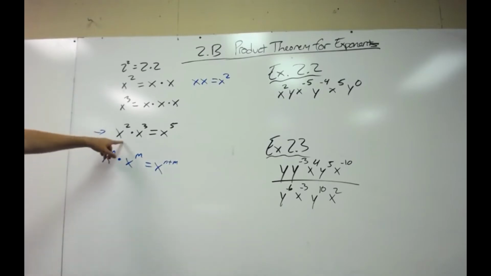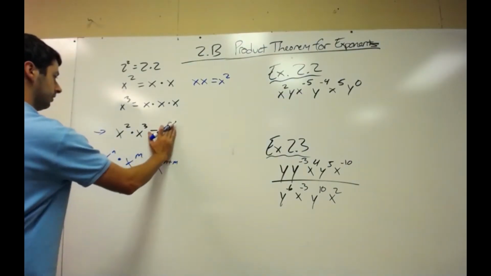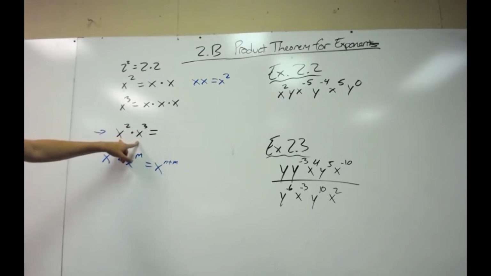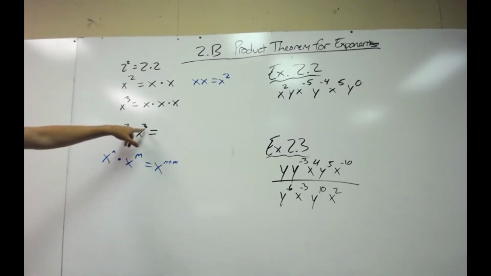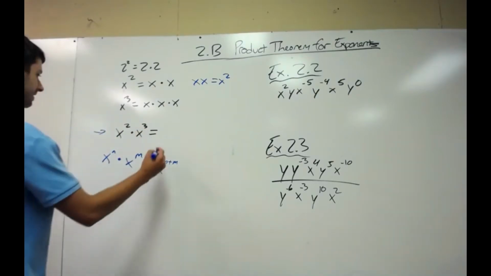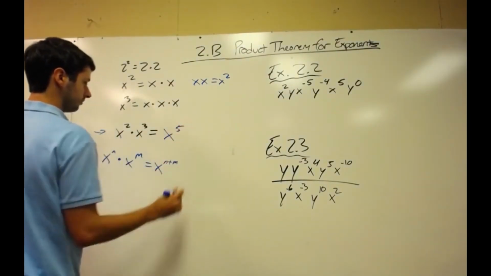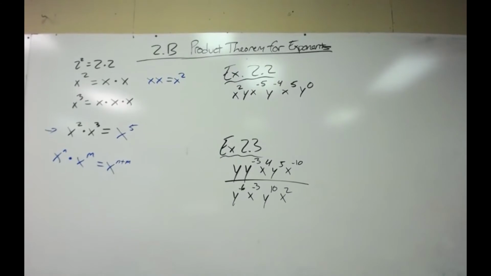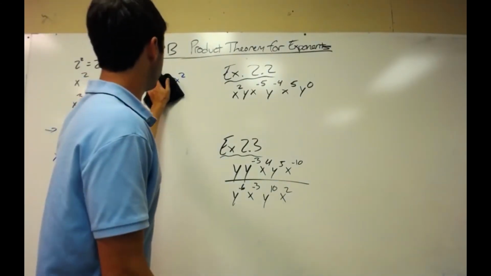If you have x squared times x cubed, the x's would combine, and you would simply add the exponents together. Since the variables are being multiplied, the product theorem states that you add the exponents, so your answer would be x to the 5th power. And that's all the product theorem for exponents is. So let's look into example 2.2, and let's put these together.